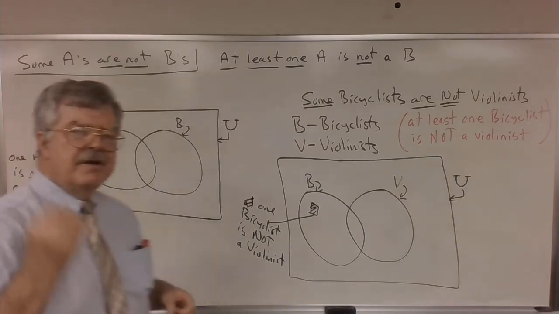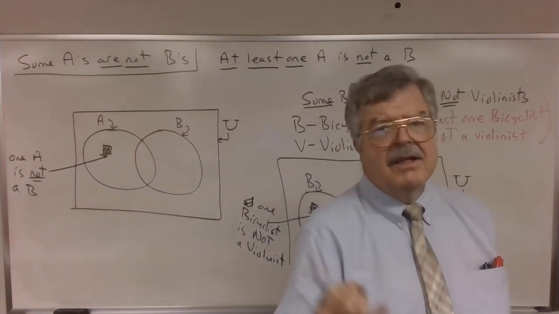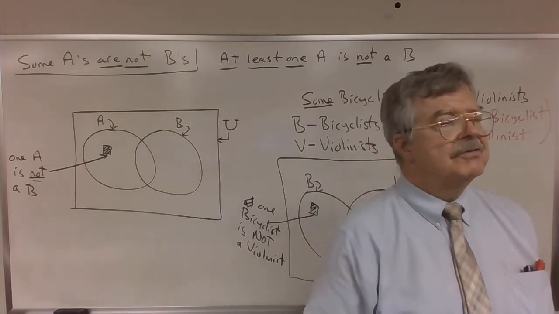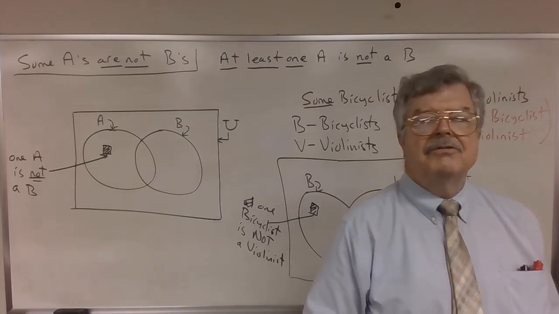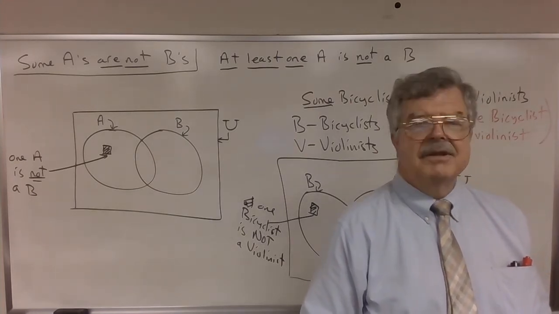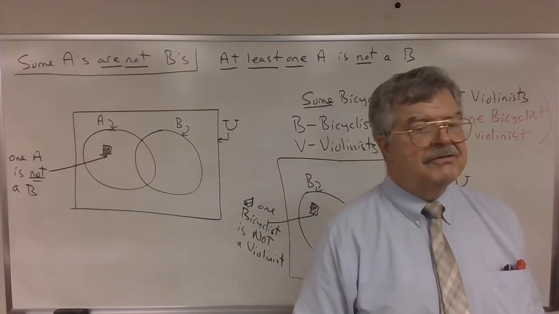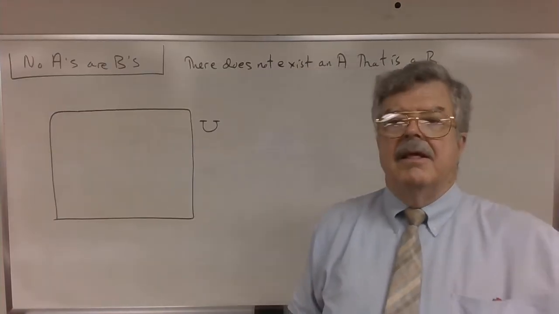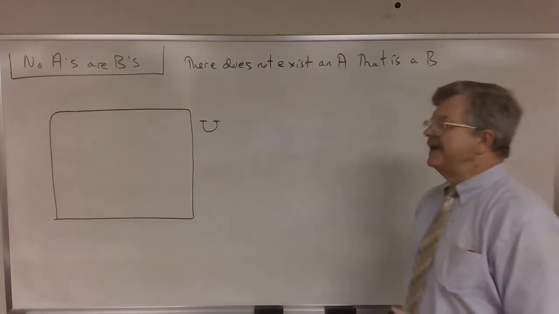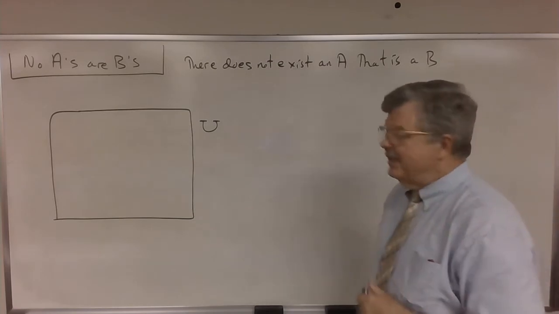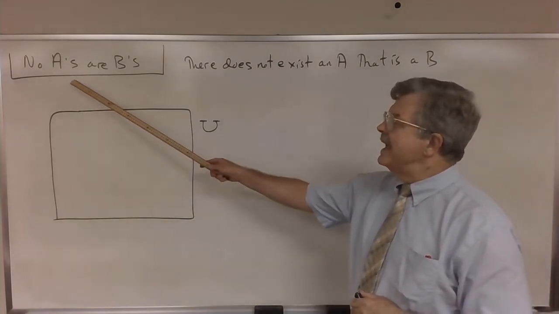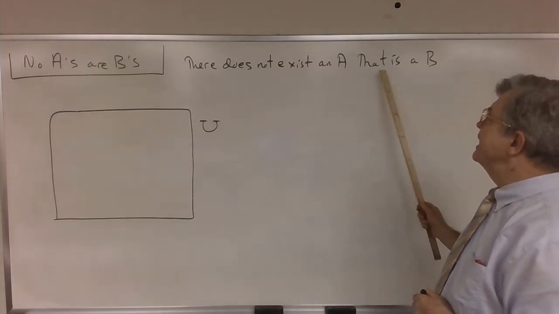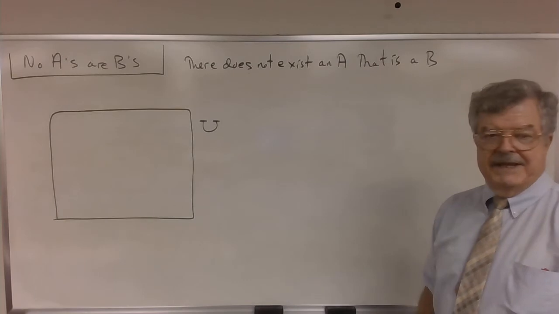So let's see, we've done all A's are B's, some A's are B's, some A's are not B's. See, what does that leave? No A's are B's? Okay. We'll do that one next. This is the last scenario that we have to illustrate. No A's are B's. In other words, there does not exist an A that is also a B.